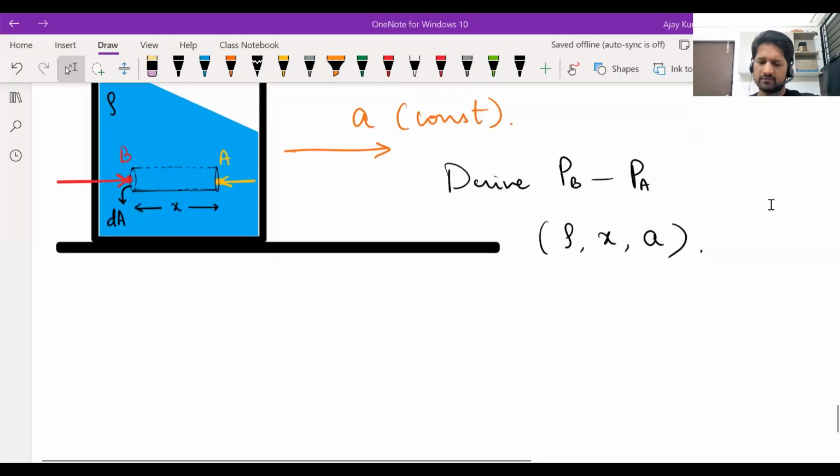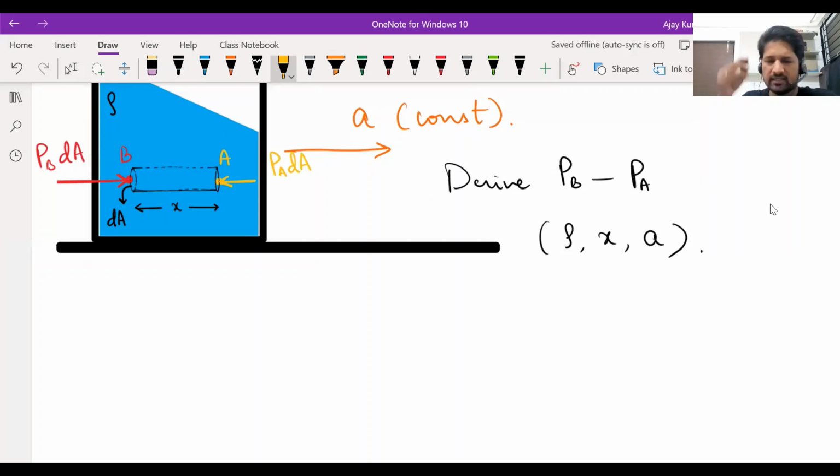Okay. As I said, we just have to write Newton's second law to involve forces, which will involve pressures. Okay. Now the force from the left side to the right side is PB multiplied with dA. Pressure at B multiplied with cross-sectional area dA. And force from the right side acting to the left will be PA multiplied with dA. dA is the area of cross-section. Okay. Now, with respect to ground, if you see, that part of the liquid will be accelerating along with the container.